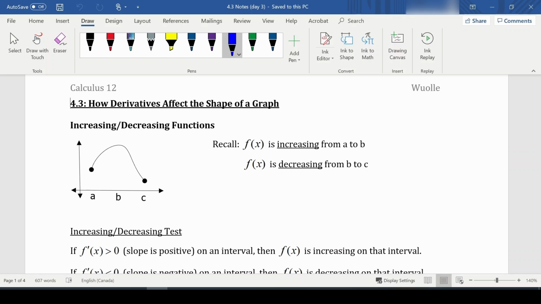So first, a reflection here, increasing, decreasing functions. Hopefully you remember that f is increasing from a to b if every subsequent y is larger as x gets larger. So you can see here from a to b, f would be increasing. F is decreasing from b to c if every subsequent y gets smaller as x gets larger. So from b to c, we are decreasing.